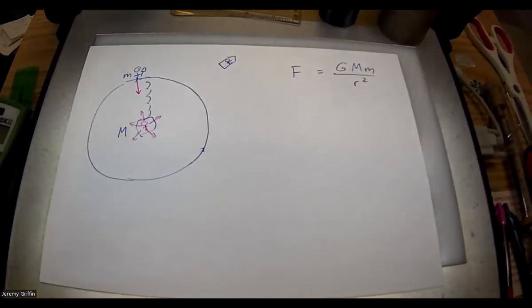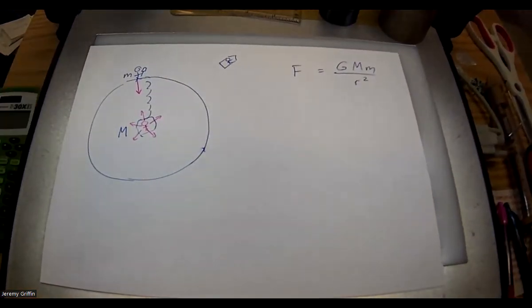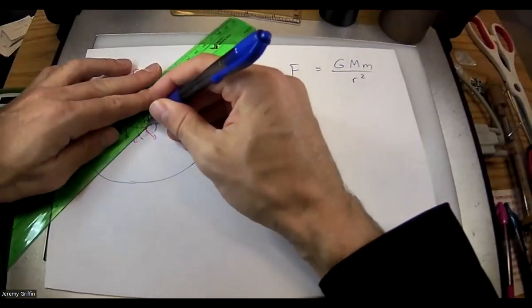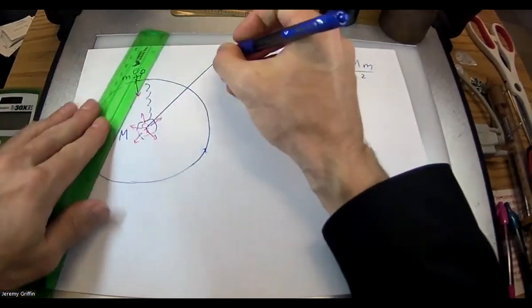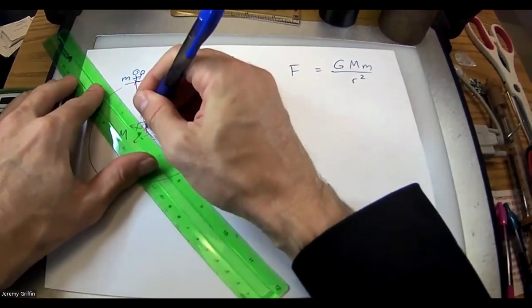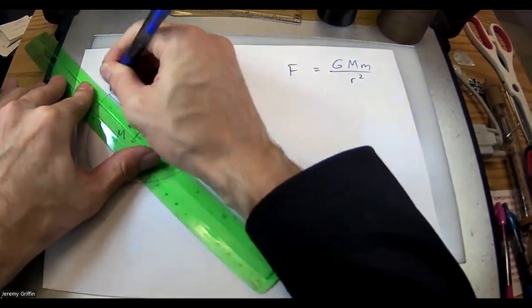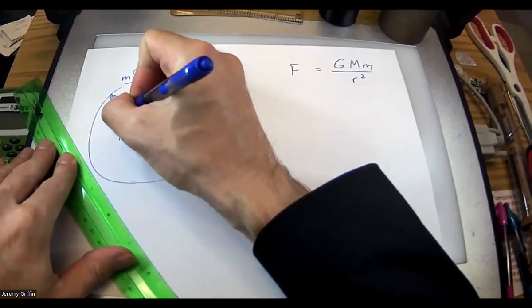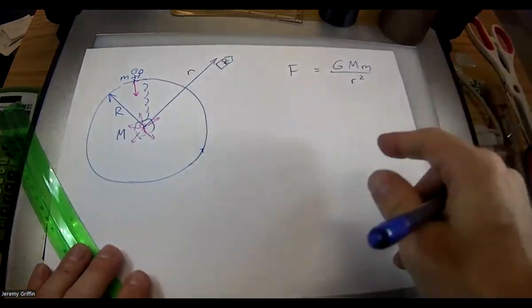And then this r, to go from here to here, would be some generic distance, lowercase r. And if you'd like to assert the fixed distance at the surface, I'll call it capital R.